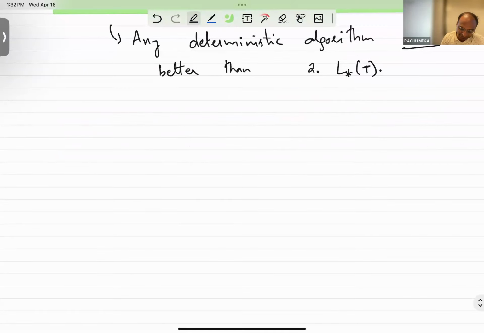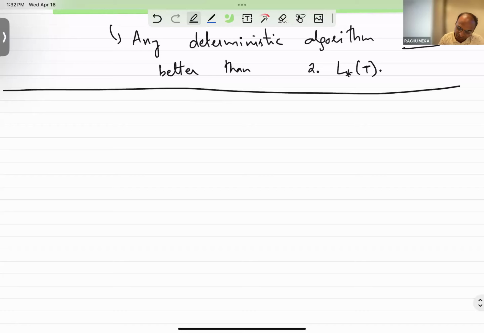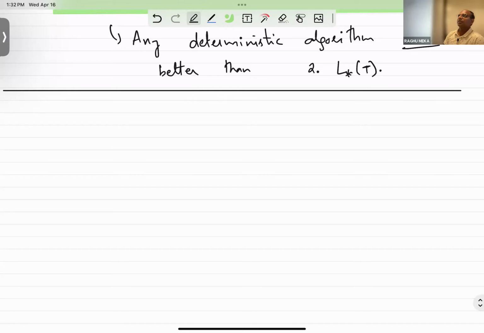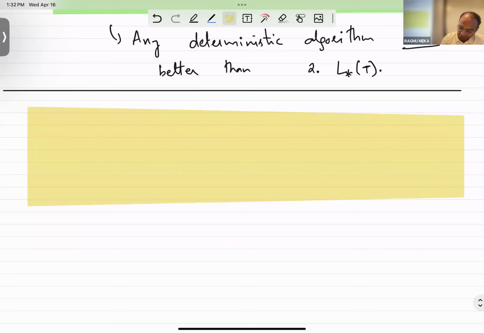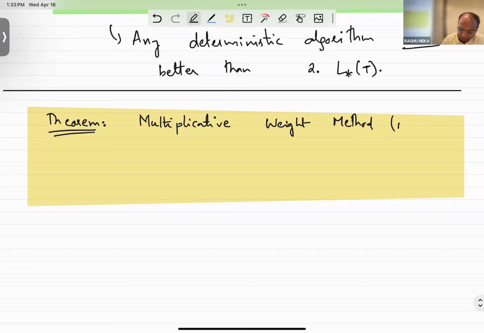Okay. So is this the end of the story? Thankfully, no. There is a very important randomized algorithm which actually gives you a no regret algorithm. Okay, so concretely, it's almost like follow the weighted majority, but with a small twist. It's called the multiplicative weight method, or MWM. It's going to be a randomized algorithm.